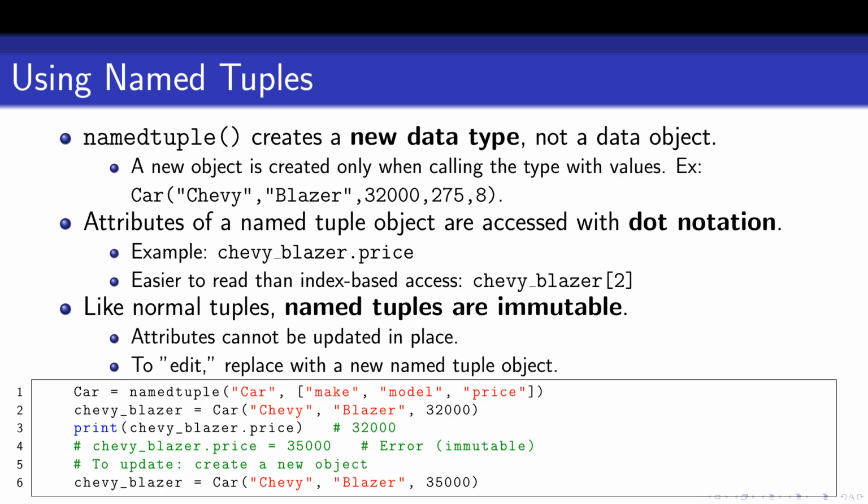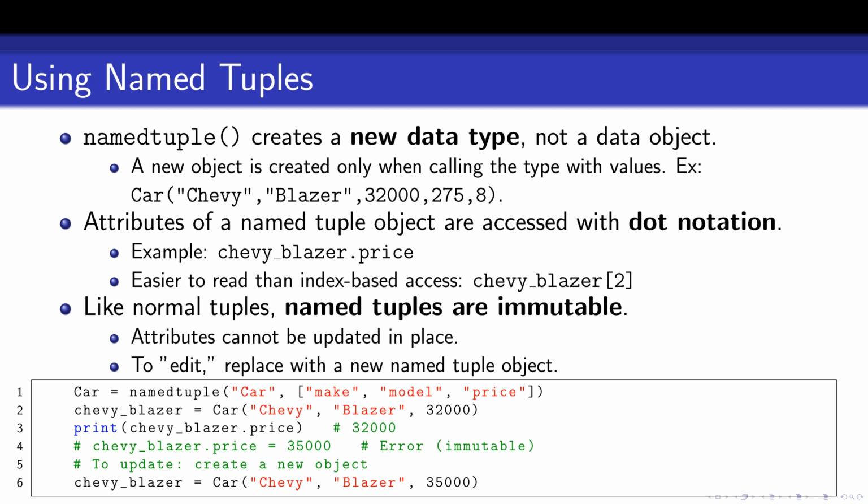It's important to note that the namedtuple function only creates the new data type definition. No data objects are created until you call the new type with actual values, such as car with inputs Chevy, Blazer, and 32,000. The resulting object's attributes can then be accessed with dot notation, which is simpler than remembering numeric indices. Like regular tuples, named tuples are immutable, so you cannot modify their attributes directly. To change a value, you must create a new object with the updated data.